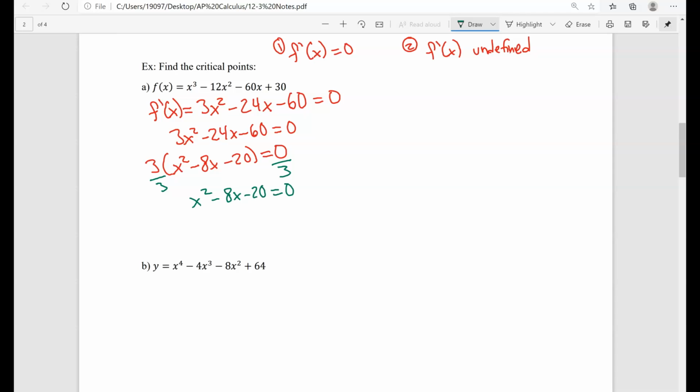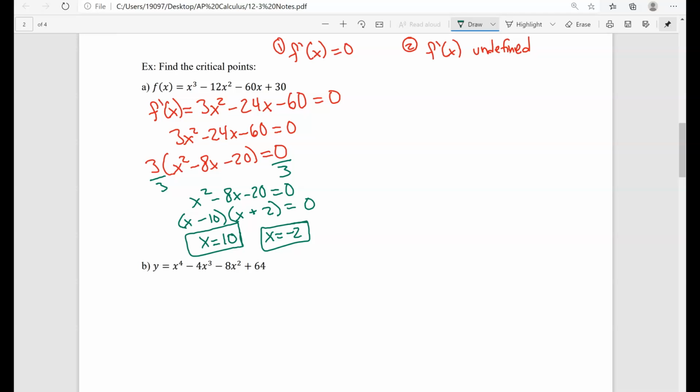Okay, and now we can just factor this. You can see that if this is 10 and 2, then I can make this one negative and this one positive. So what I end up getting is x equals 10 and x equals negative 2 as my critical points. So these would be my critical points. Right now we just want to find the x values. Later on we'll find the respective y values.